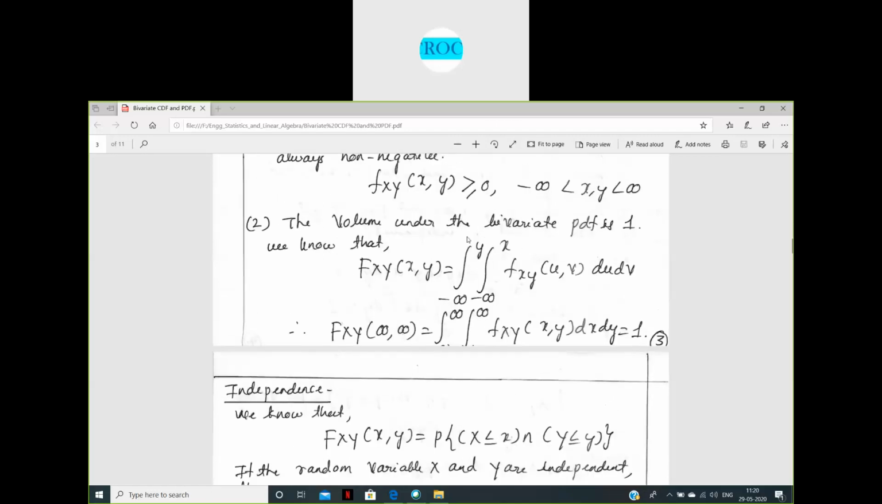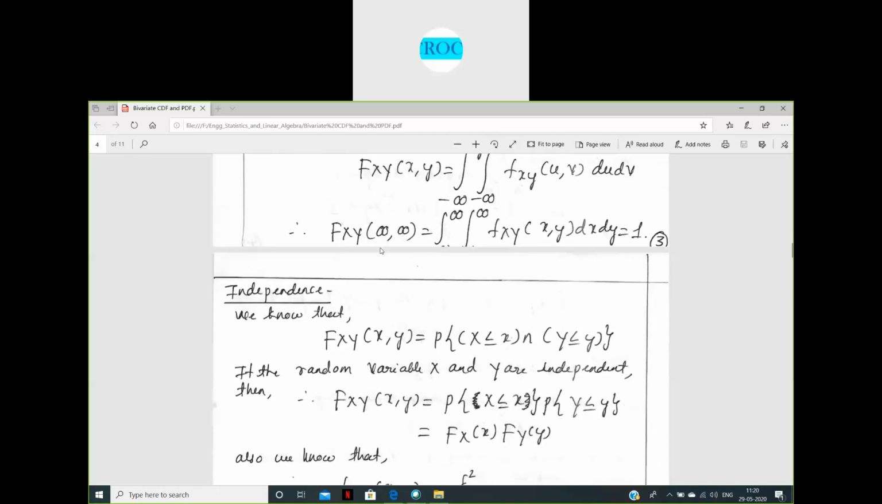Now for the volume under the bivariate PDF, what are the limits we have? x less than or equal to infinity, y less than or equal to infinity. So the limits are from minus infinity to infinity for x and y of fxy of x comma y dx dy. Now when we evaluate this one, this is equal to 1. This is a very important relation, and for most of the problems we will be using this formula.